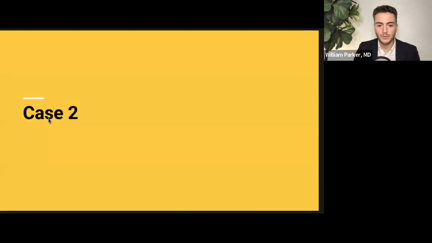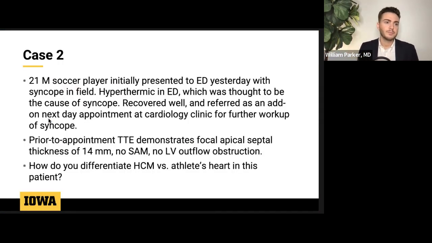I'm going to end with a second case and one more special consideration. The second case is a 21-year-old male soccer player who came to the ED for syncope in the field. Sound familiar, right? But he was hyperthermic in the ED, and that's what they thought was the cause of the syncope. He recovered well after his temperature normalized, and he was referred as an add-on next day appointment to our cardiology clinic for further workup of syncope.